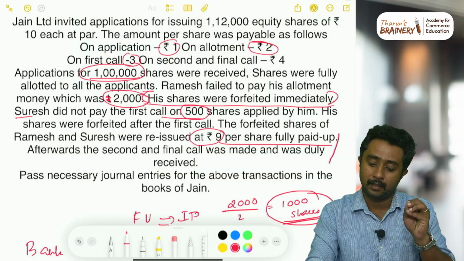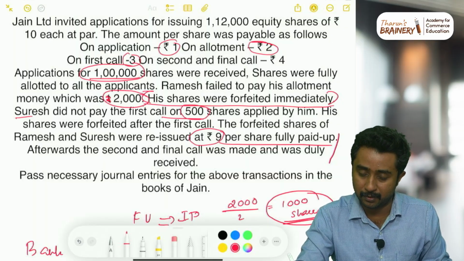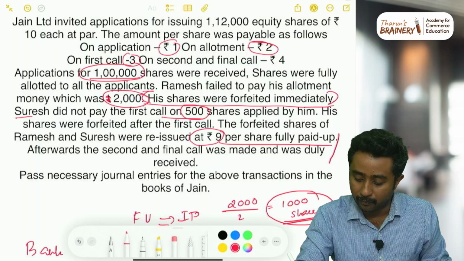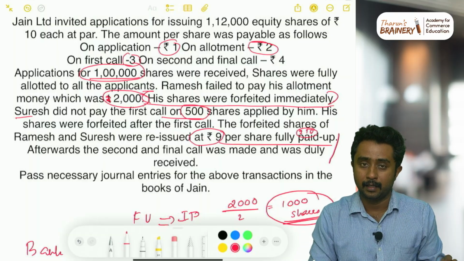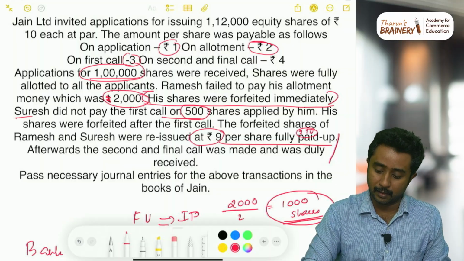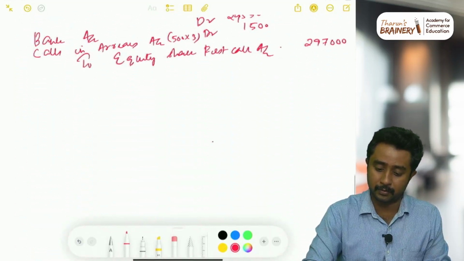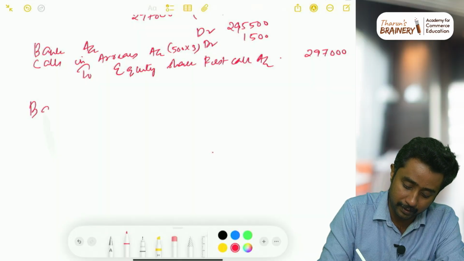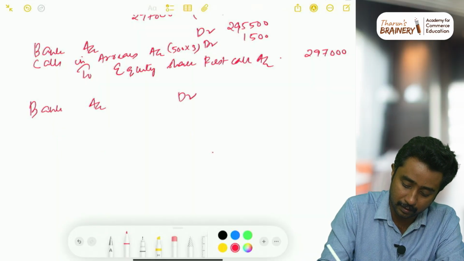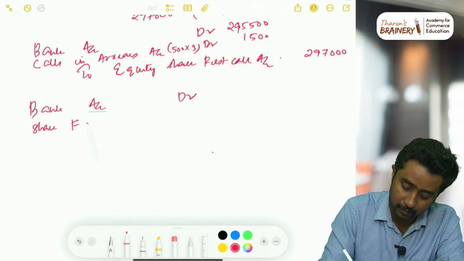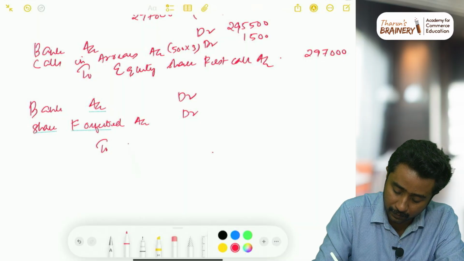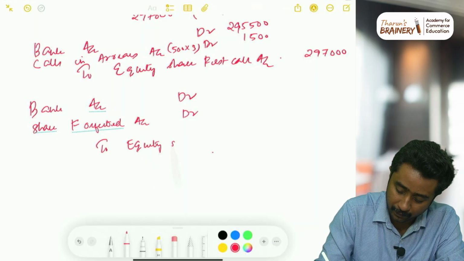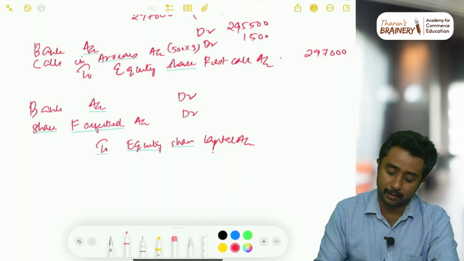It means that the issue price of the shares which we are reissuing is 9 and the face value is 10. So shares of 10 issued at 9, that means it is reissued at a discount. So the entry that we are going to pass for reissue of shares at a discount is what? You know very well. Bank account debit, share forfeited account debit, to equity share capital account.